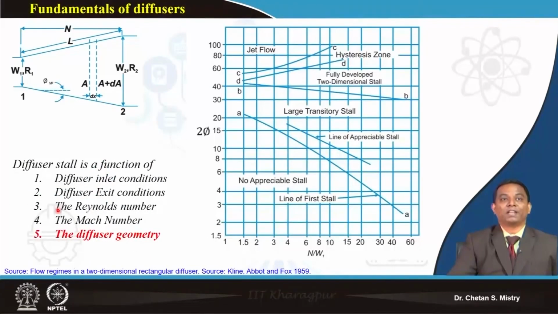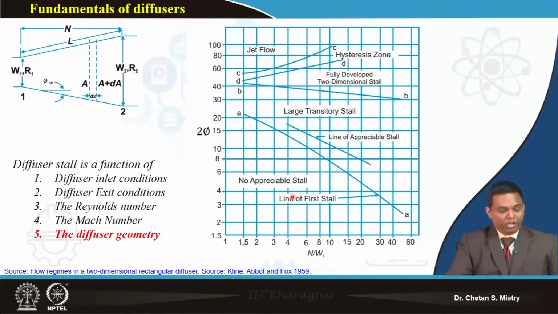Let me move to the next. It says my stall diffuser is a function of my inlet geometry, a function of my outlet geometry. It also depends on my Reynolds number, my inflow condition, my outflow condition, and the geometry of my diffuser. Here is a very good compilation of data given by Klein and Fox. They did experiments for different shapes of diffusers and came up with this kind of plot, which people universally use for the design of different diffusers for various applications.